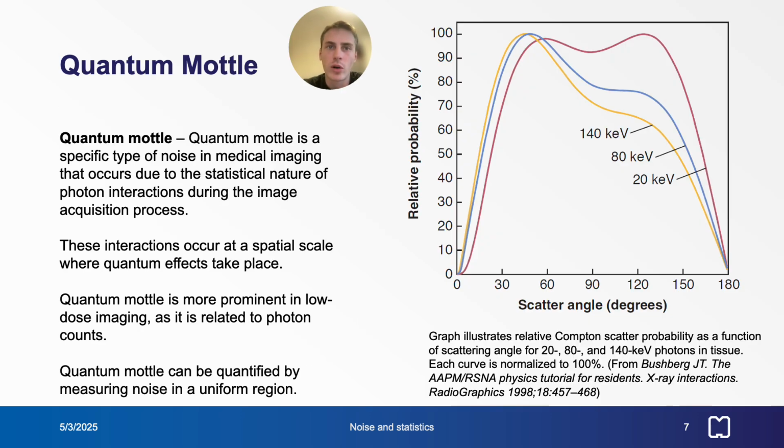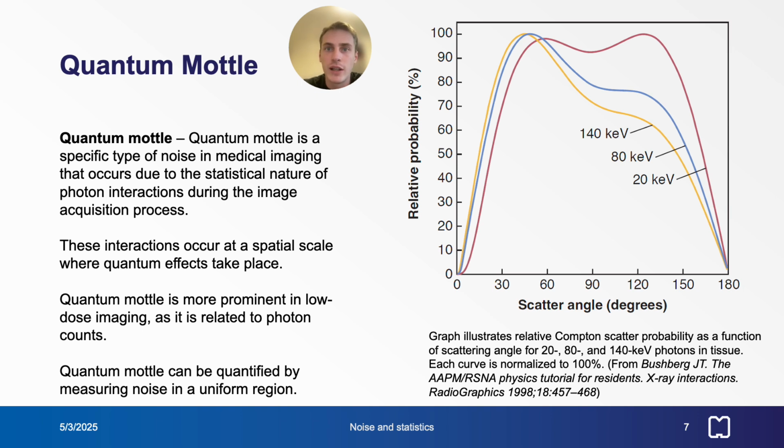Now, since quantum mottle is the dominant source of noise in medical imaging, we'll discuss that in a bit more detail. Quantum mottle is a specific type of noise that occurs due to the statistical nature of photon interactions during the image acquisition process. These interactions occur at a spatial scale where quantum effects take place. Quantum mottle is more prominent in low-dose imaging as it's related to photon counts.